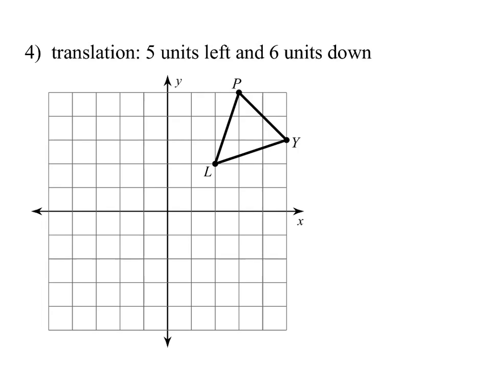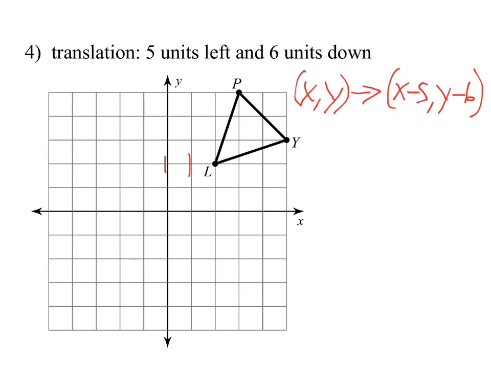4, if you're going to translate 5 units left and 6 units down, you can take your x's and your y's, and you're going to subtract 5 from all the x's because you're going left, so x minus 5. And you're going to take all your y's and subtract 6 from all those because you're trying to go down 6. So that's the function. You can count on it if you want to.